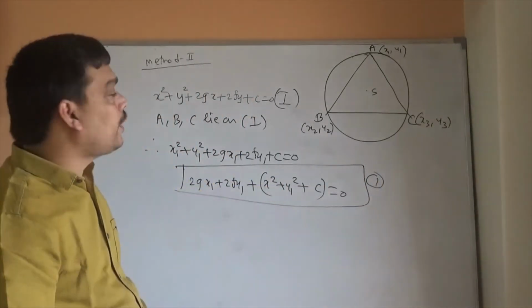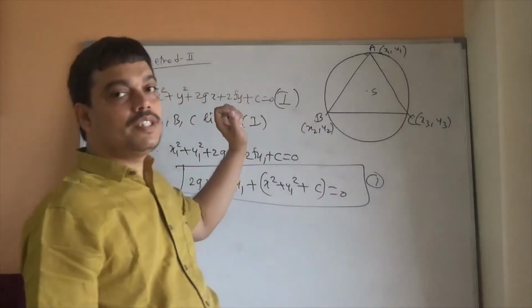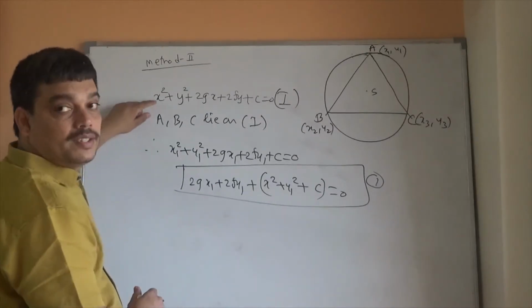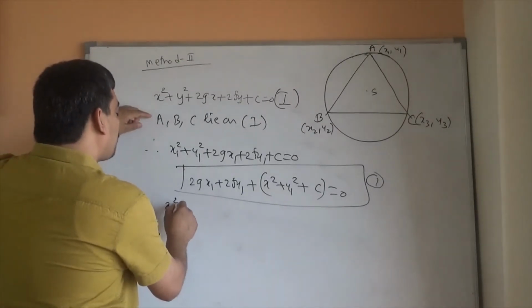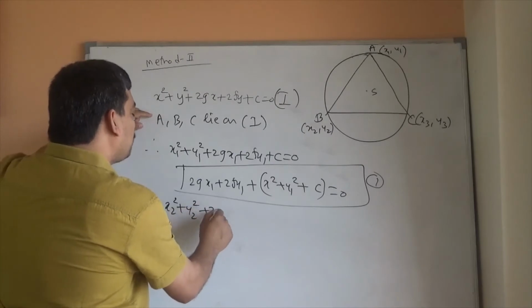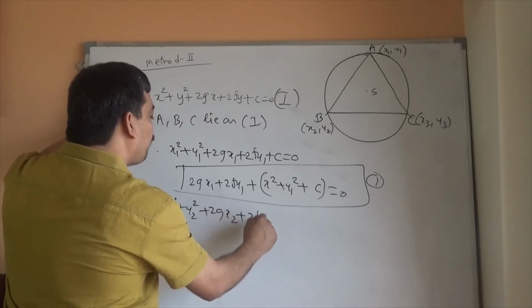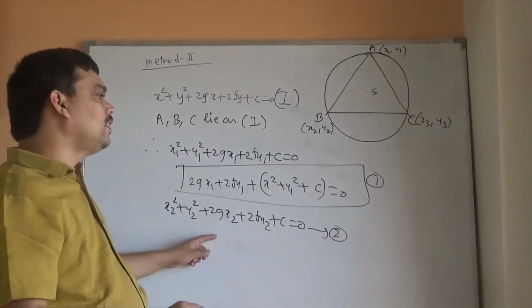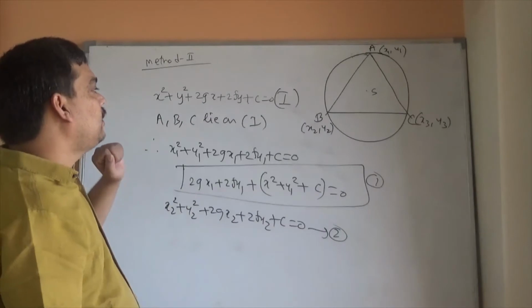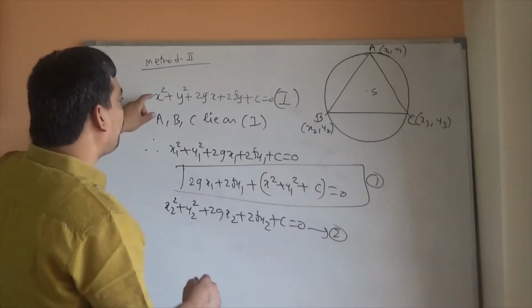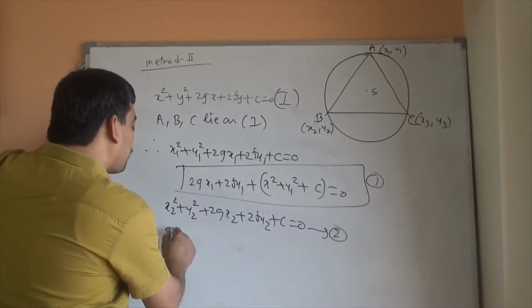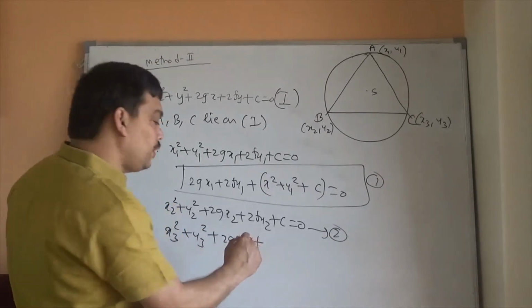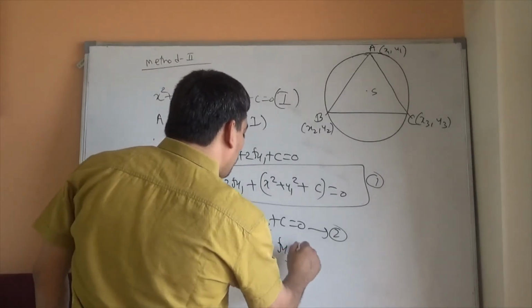Just in the same way you can substitute x2, y2 in the circle equation, and x3, y3 also, and get 2 more equations. Since B lies on the circle, we write the condition x2 square plus y2 square plus 2gx2 plus 2f(y2) plus c equal to 0. Let this be equation 2. Of course you can also rearrange this like the first equation. Similarly, when you substitute the C coordinates instead of x and y, it gives x3 square plus y3 square plus 2g into x3 plus 2f into y3 plus c equal to 0.